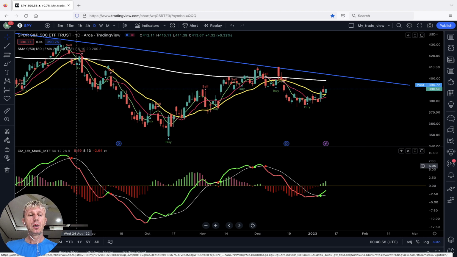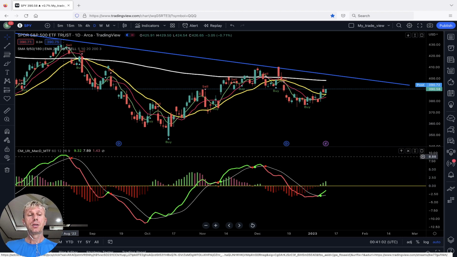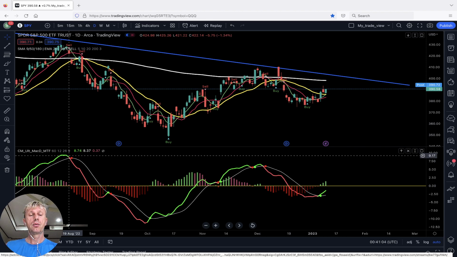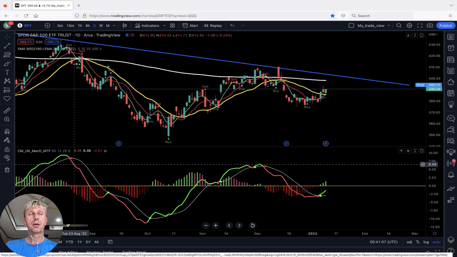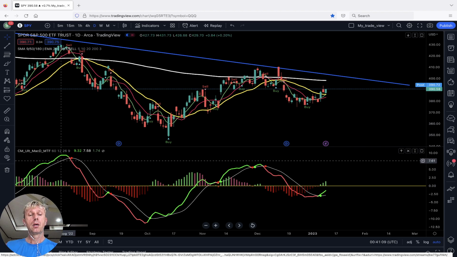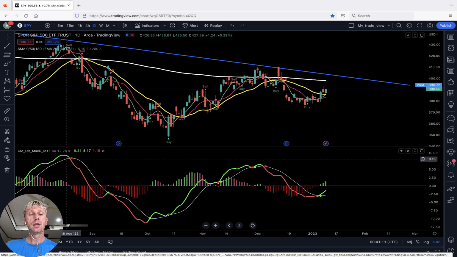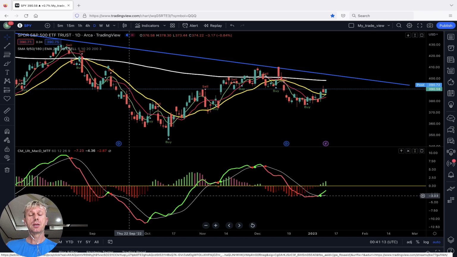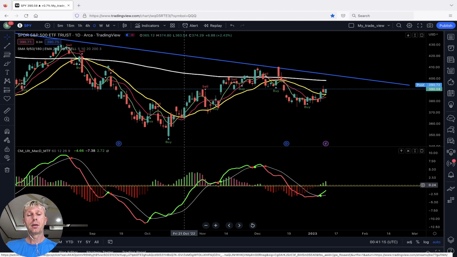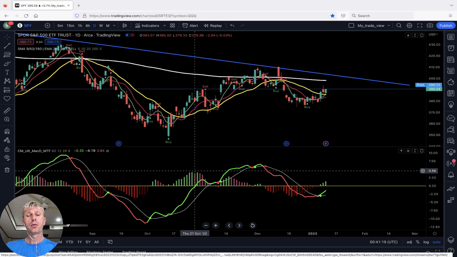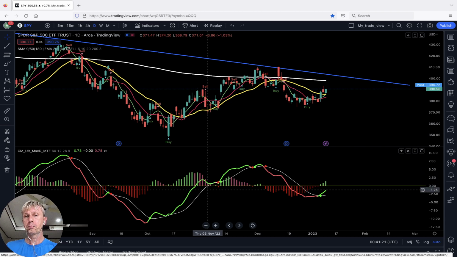On MACD, the green line is the MACD line. It's a bullish trend. When the green line changes direction to red, it's a bearish crossover. White line is a signal line. Histogram, red is bearish, green is bullish. Yellow line is zero, between bullish territory and bearish territory.